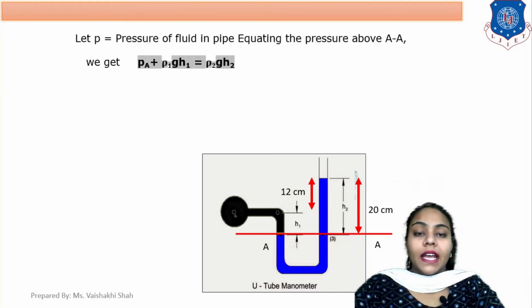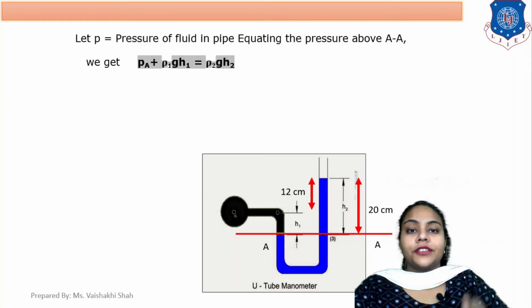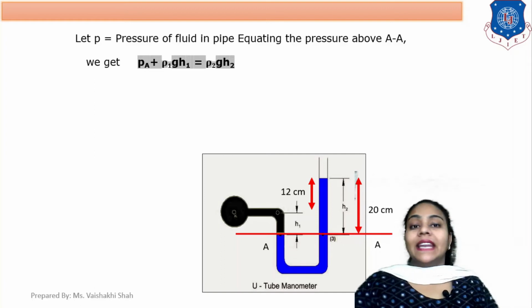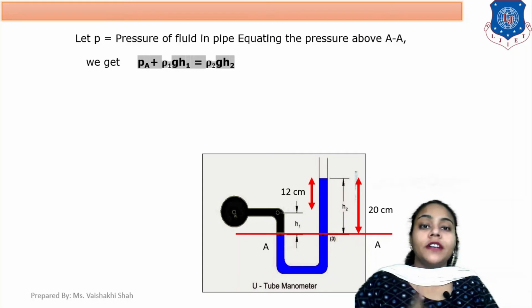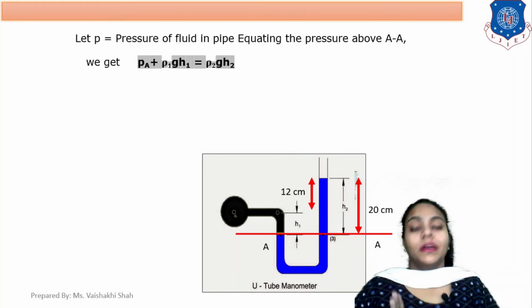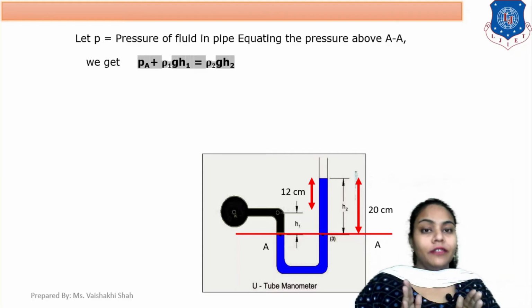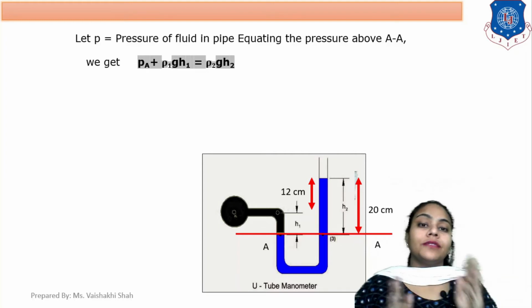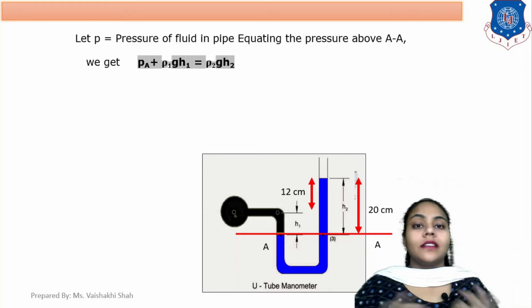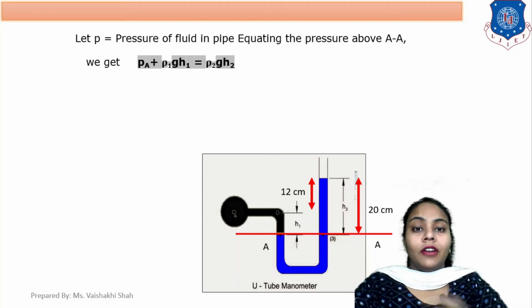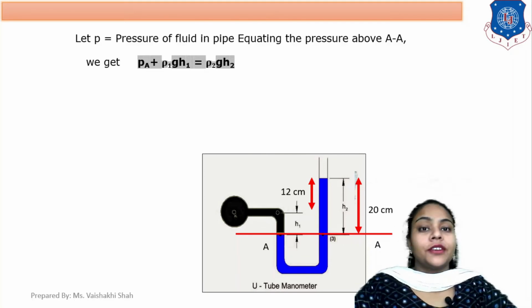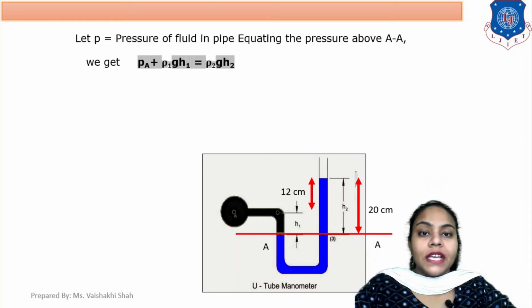Now solving this example, this is your diagram. Pressure on the left side equals pressure on the right side. Be clear that in any manometer example, the common procedure is: first take the pressure on the left limb, second take the pressure on the right limb, and equate both pressures. This is the common method for solving manometer examples. So first, the pressure on the left side is PA, the pressure due to pipe A, plus rho 1 G H1, equals rho 2 G H2.